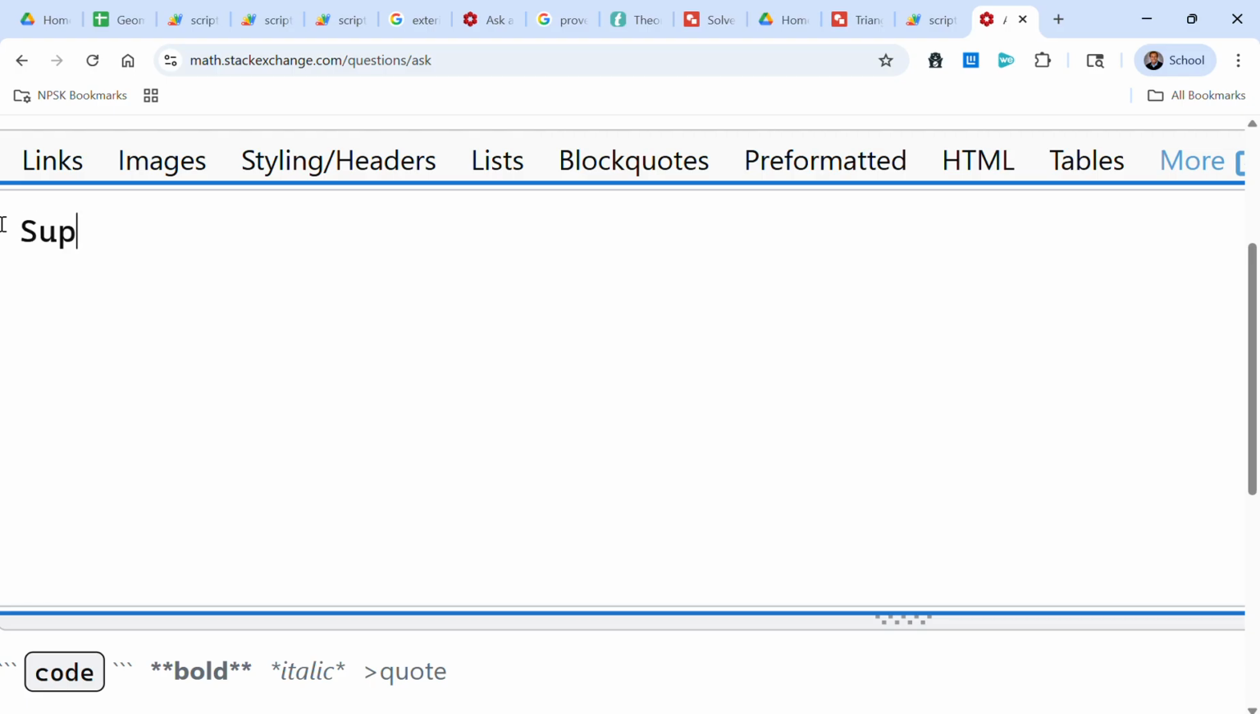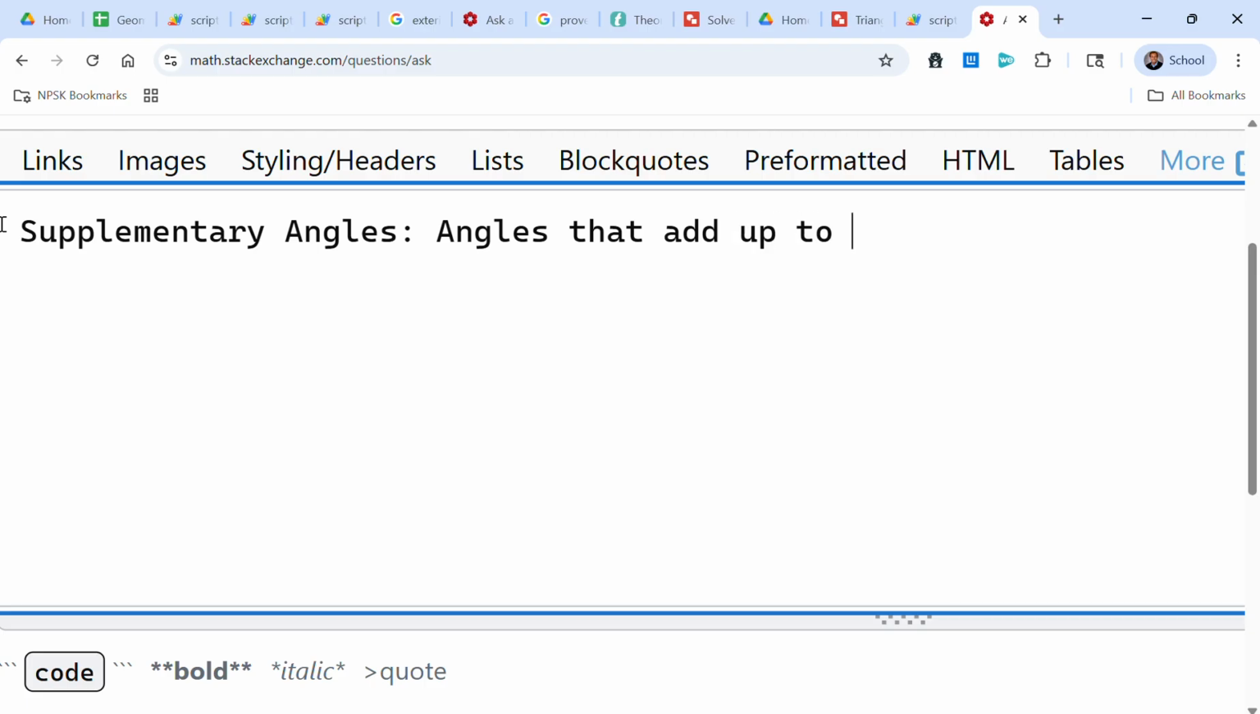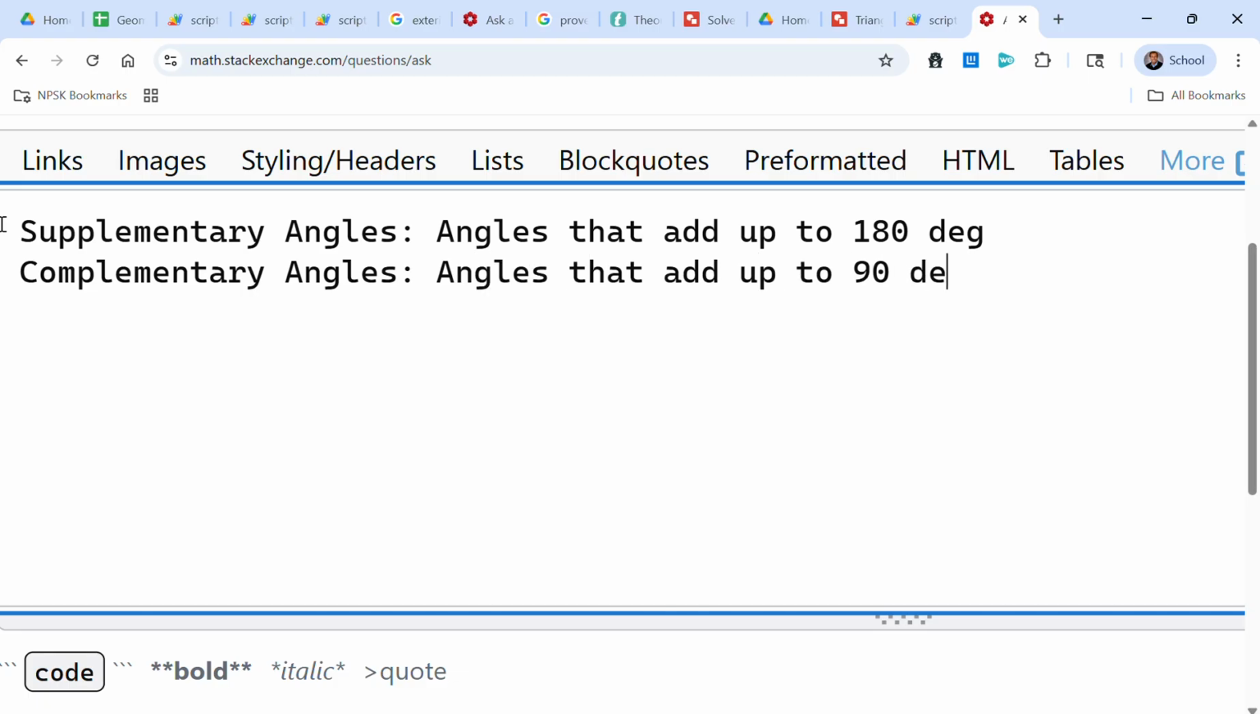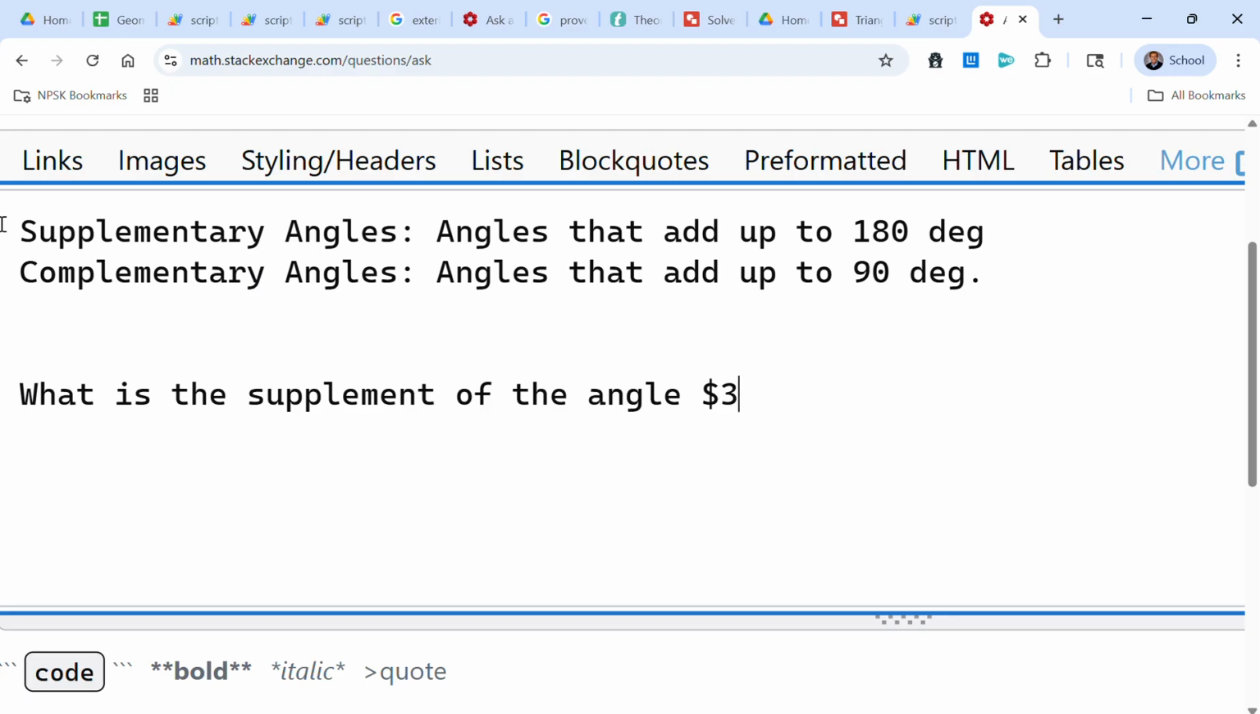You also have to know what supplementary angles are. These are angles that add up to 180 degrees. Complementary angles, these are angles that add up to 90 degrees. So for instance, let's say I wanted to know what the supplement of the angle 30 degrees is.